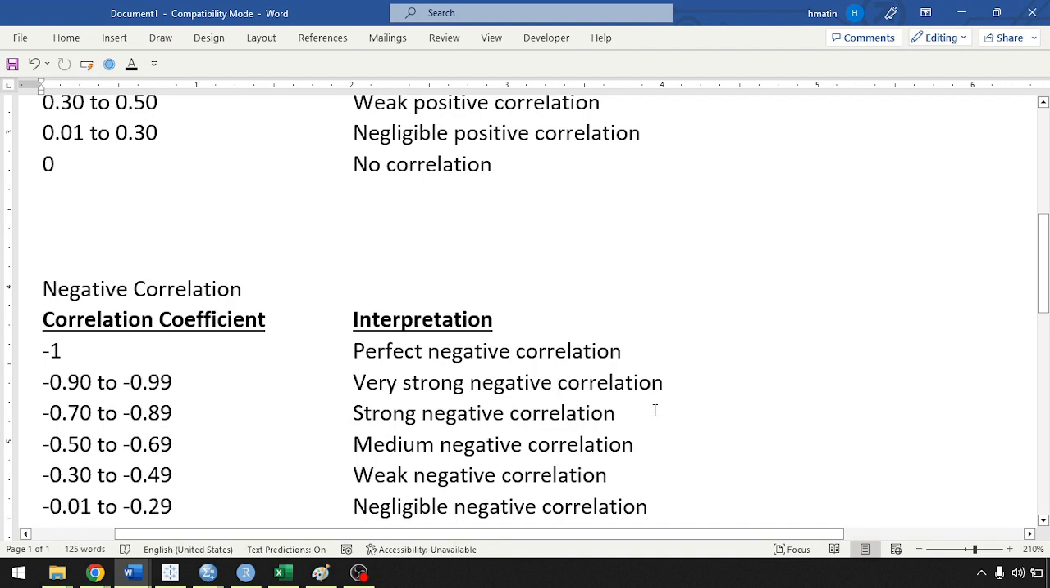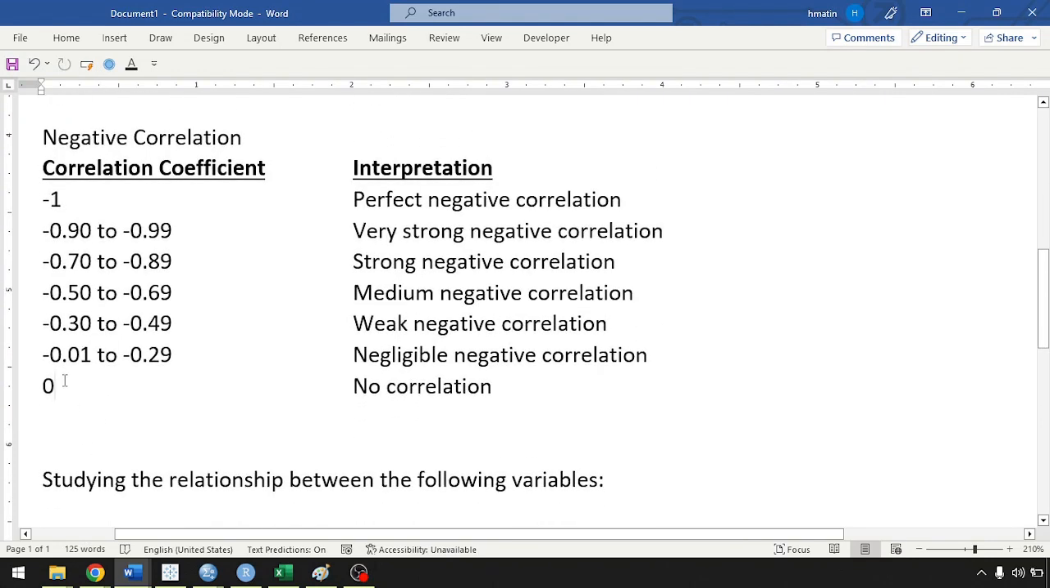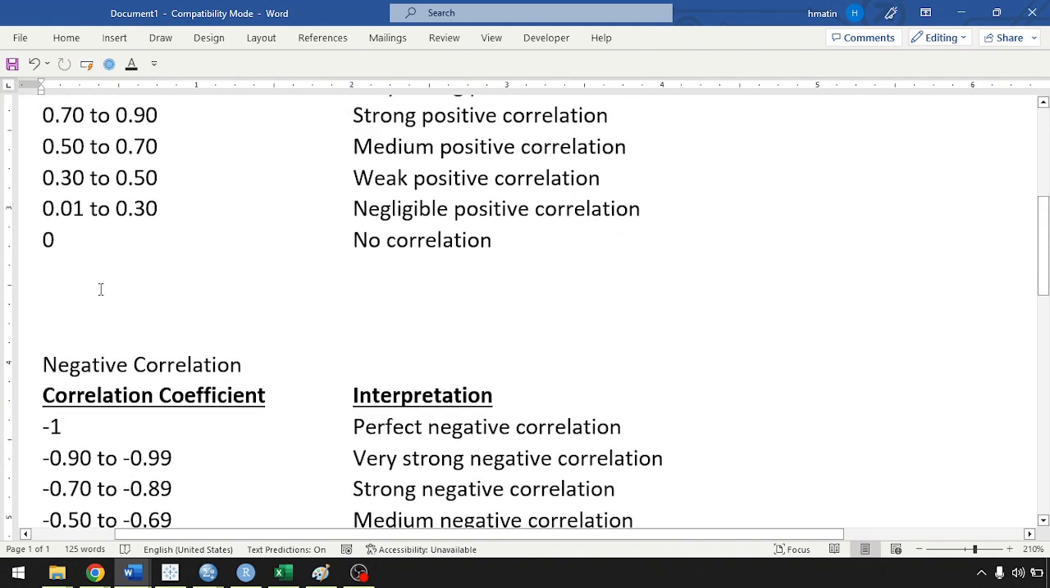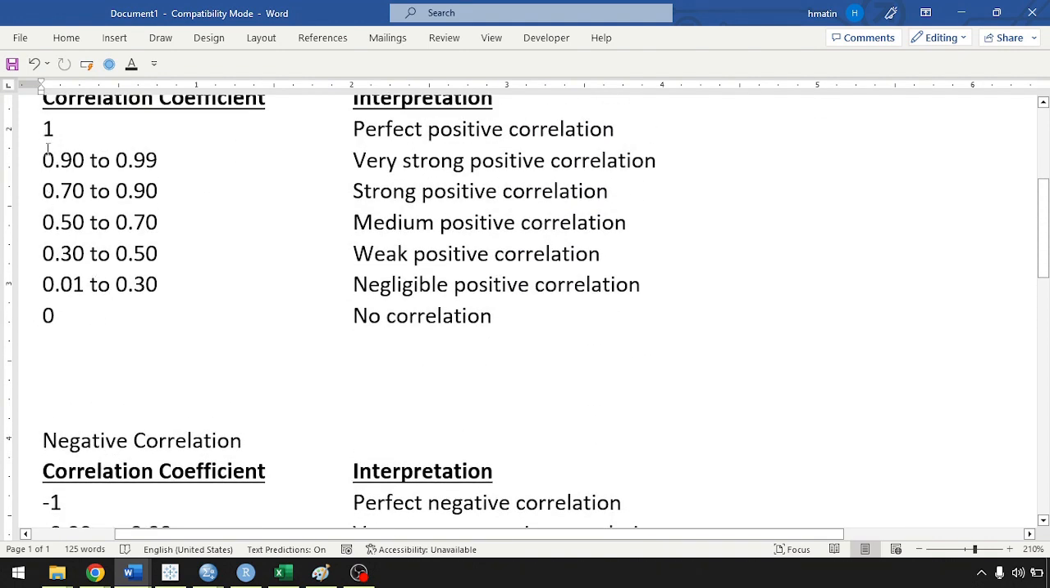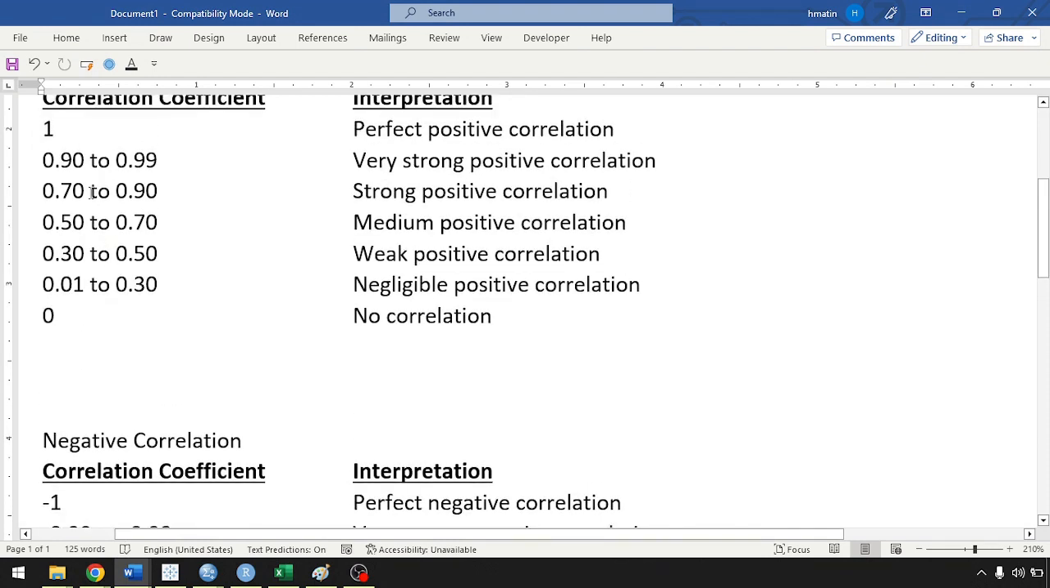So again, this is not a standard, but remember that the coefficient will always be between 0 and 1, or minus zero and minus one. The closer it is to one or minus one, the stronger the relationship is. The further it is from one, the less strong the relationship is.